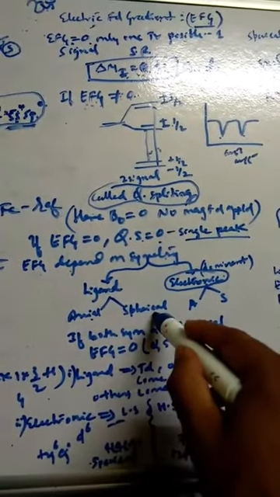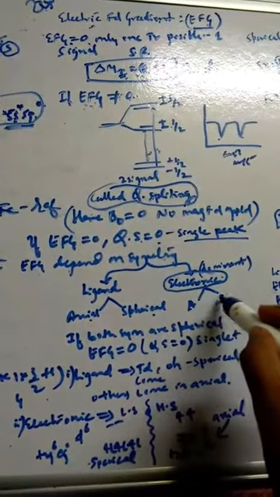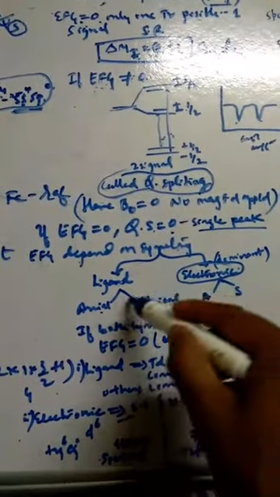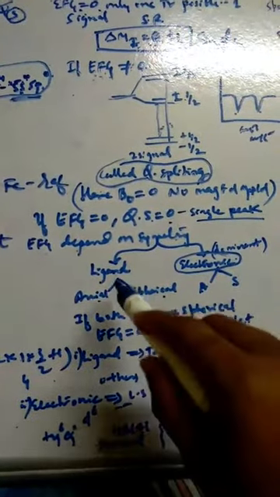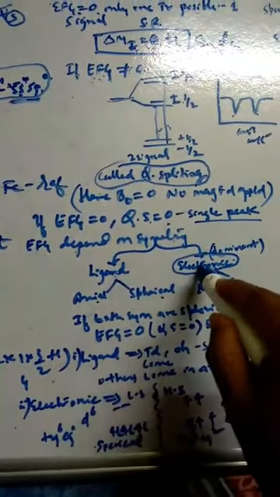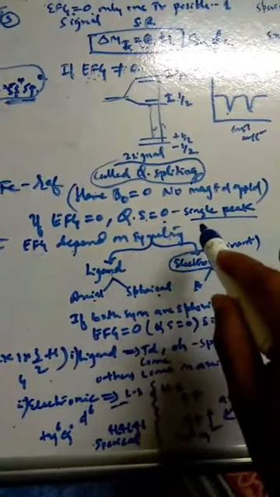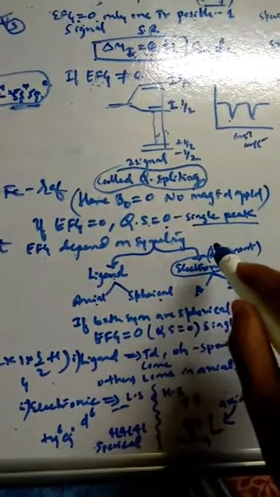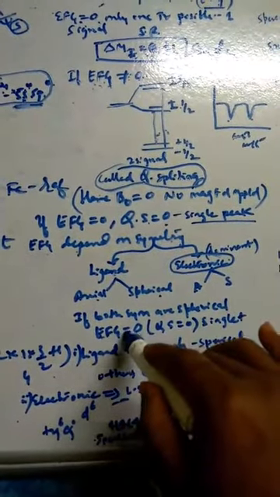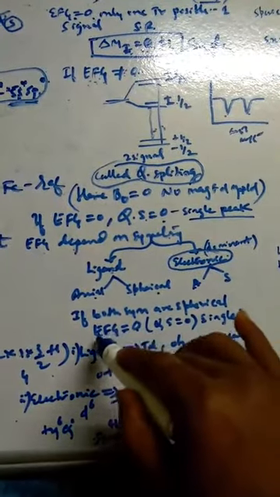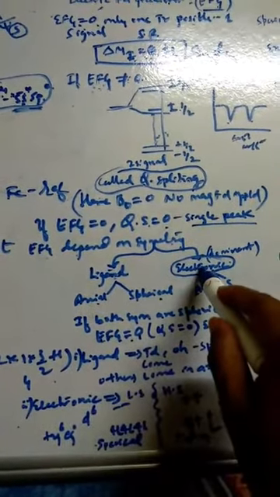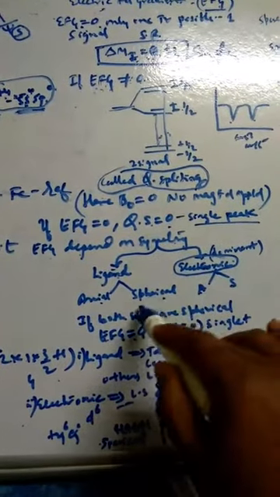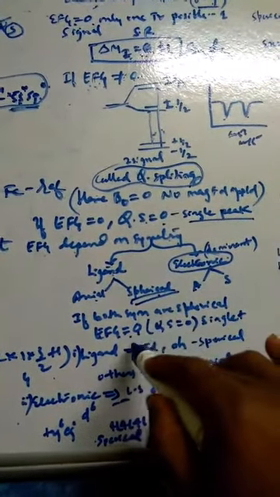The ligand symmetry is axial or spherical, and the same goes for electronic, axial or spherical. What do we mean by this symmetry? If both the symmetries, ligand and electronic, are spherical, that is symmetric in nature, then the EFG is equal to 0. That means the electric field gradient is 0 when both ligand and electronic symmetry are spherical, with the same energy, so 0.